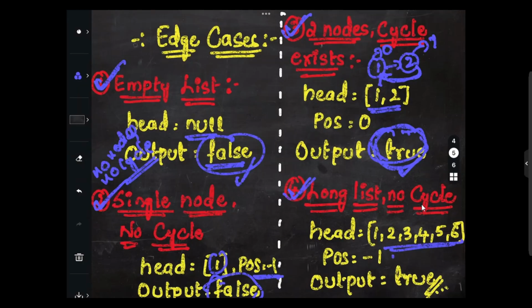Let's move on with the fourth edge case, long list, no cycle. Here we have 1, 2, 3, 4, 5, 6, and position we have -1. In this case, output is false. Sorry, I had written 2 here, but this one is false. No cycle is expected here. Position we have considered is -1, so quite obviously false, right?